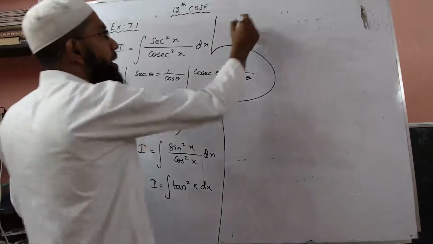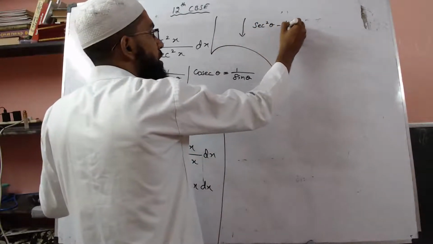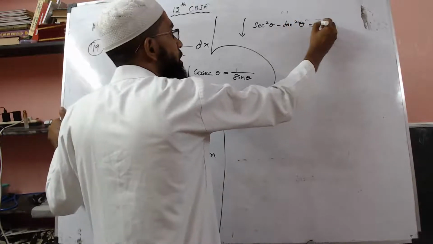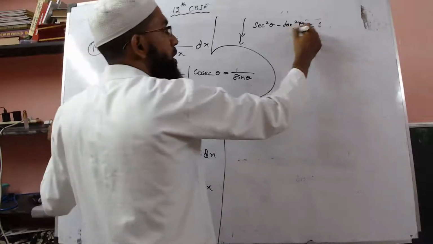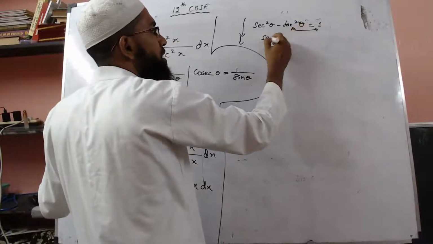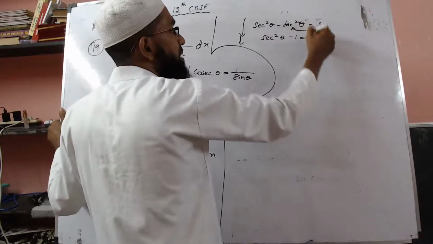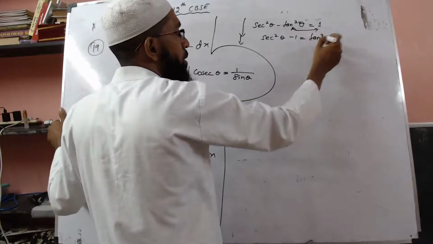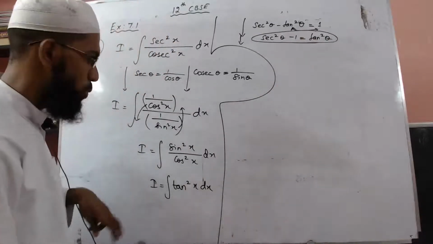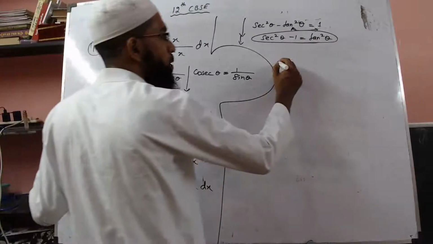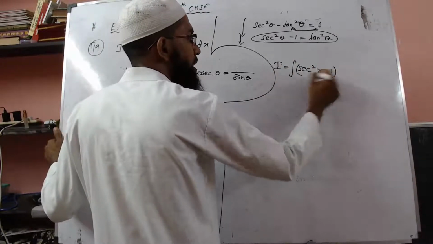I have a trigonometric identity: secant square theta minus tan square theta equals 1. We all know this identity. With the help of that, I can bring tan square to this side, so it becomes secant square theta, and 1 comes to this side and becomes minus 1. So tan square theta I can write as secant square theta minus 1. So I equals the integral of secant square x minus 1 dx.